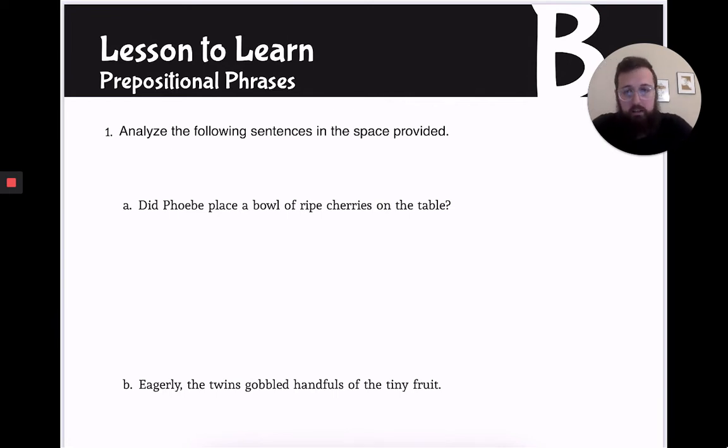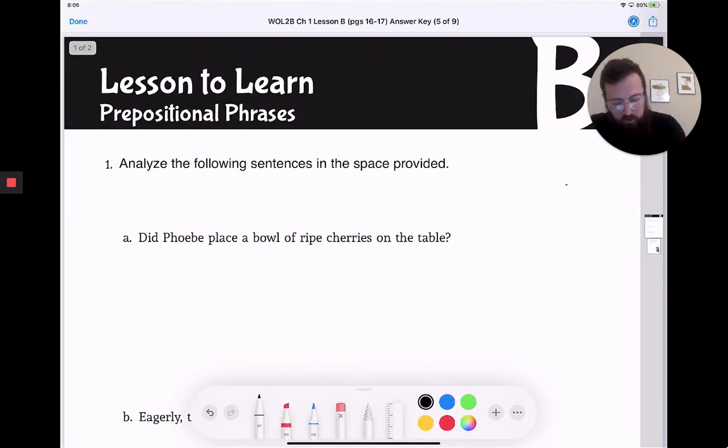So we are just analyzing the sentences. We're not going to worry about diagramming them. All right, so let's use red today. So my first sentence I'm going to do with you, and let's get started. My first sentence says, did Phoebe place a bowl of ripe cherries on the table? We need to first identify our prepositional phrases.